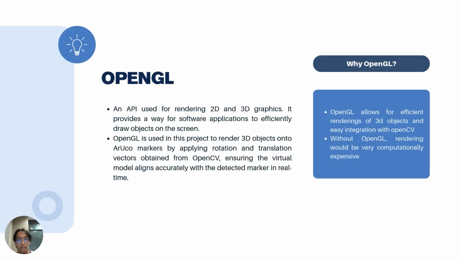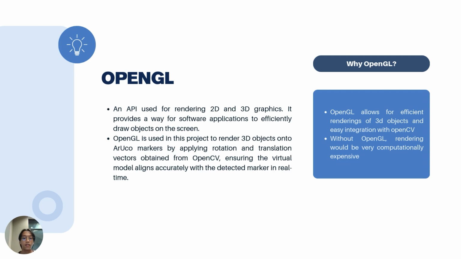Thank you. So, moving on to OpenGL. OpenGL is a powerful API used for rendering both 2D and 3D graphics. It provides an efficient way for software applications to draw complex objects on the screen, making it ideal for real-time rendering in graphics-heavy applications. Now, how is OpenGL used in this project?